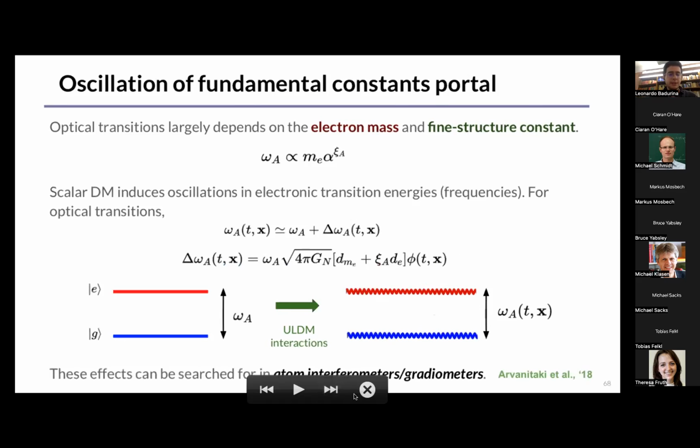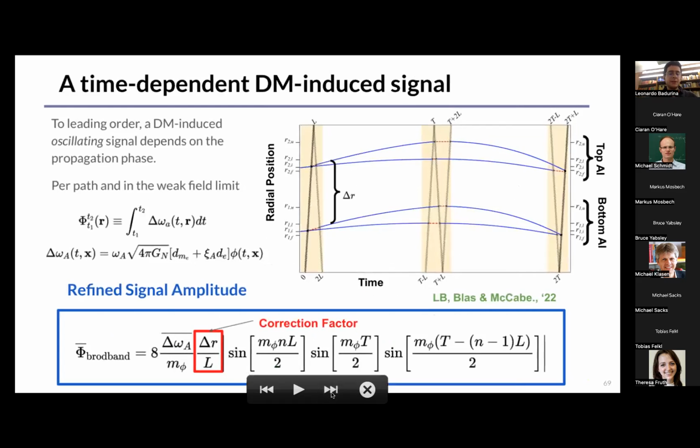So why do we care? Because if you recall, I showed you earlier that the propagation phase in atom interferometers, in the non-relativistic case, will depend on the internal degrees of freedom of the atom. And I showed you that the propagation phase was precisely proportional to the energy of the atomic state of interest. So this means that if we are thinking about a dark matter-induced signal which lives in the oscillation of transition energies, then this should manifest itself in the propagation phase, and only in the propagation phase, at leading order.